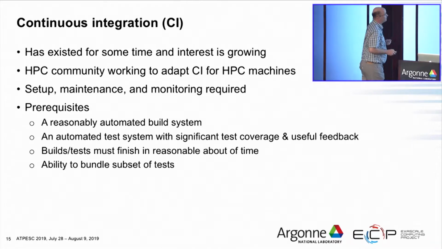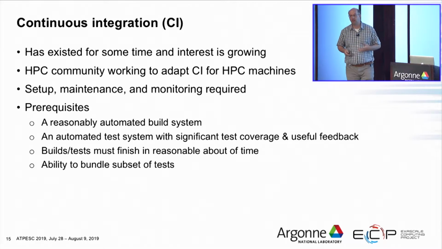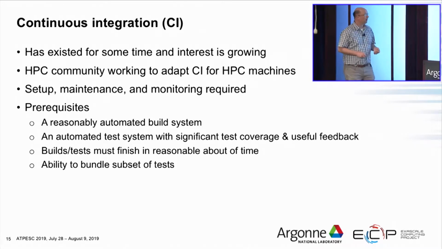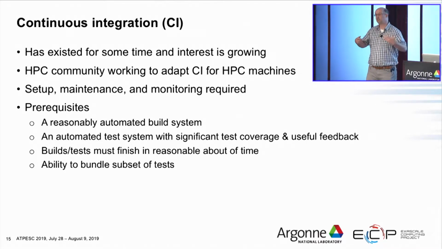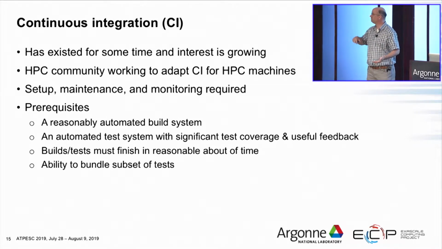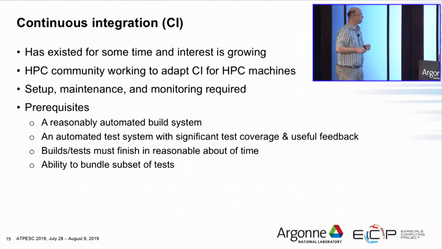Some prerequisites that need to be satisfied for CI are that we need an automated build system. We need an automated testing system. We want to hopefully have significant test coverage. And importantly, we need that testing framework to feed back that pass and fail status in a way that's compatible with what that test server needs. And we'll see that again as we go through this example.